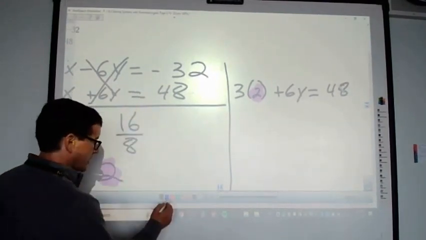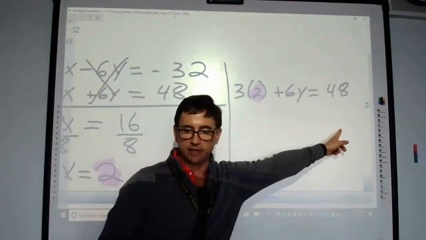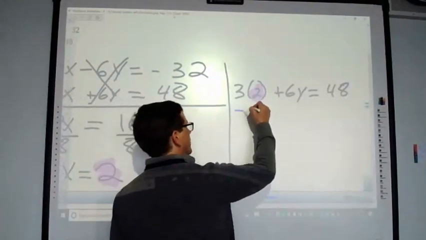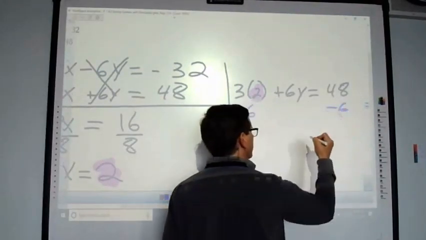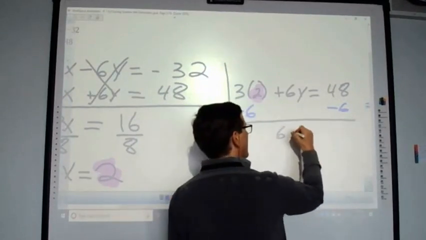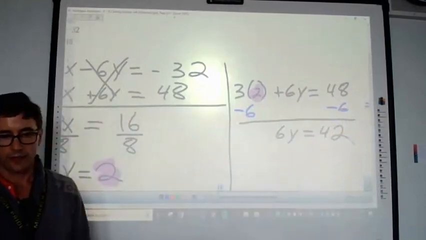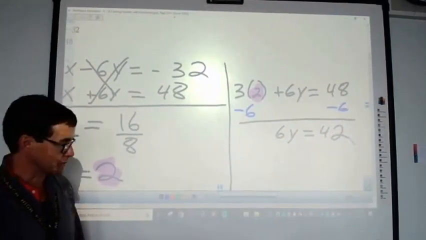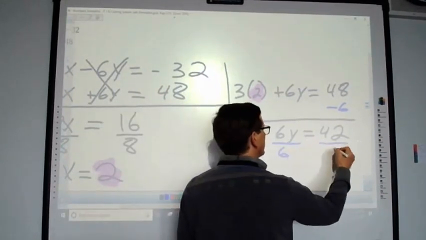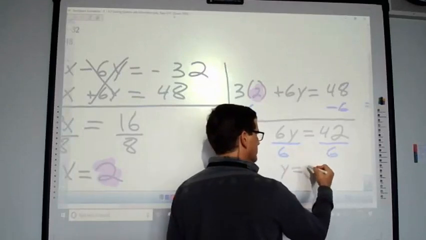so let's finish this off. Again, you could do 3 times 2 is 6 and rewrite that whole thing down here, but don't do that. Just subtract 6 from both sides. Makes it easier. Then we get 6y equals 42. And then all we got to do is divide both sides by 6. So you get y equals 7.